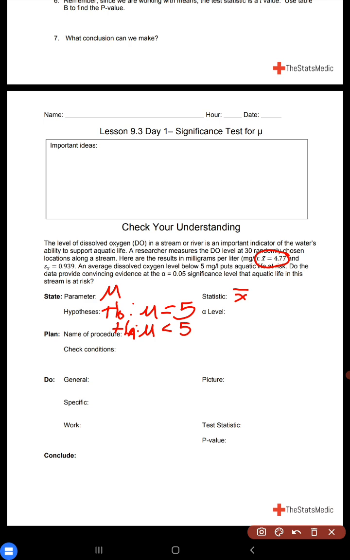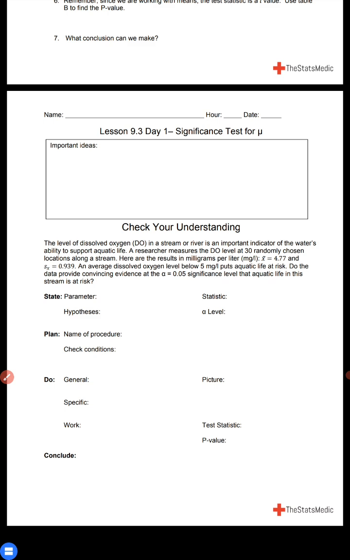Okay, what's our significance level? 0.05. So what type of test are we running here? Well, this time, since we're dealing with means, we are going to run a t-test, much like when we did a confidence interval that dealt with means, we built a t-interval. Okay, so what are our conditions here? Well, we already checked our sample size. Because our sample size is 30, we can assume that it's normal.